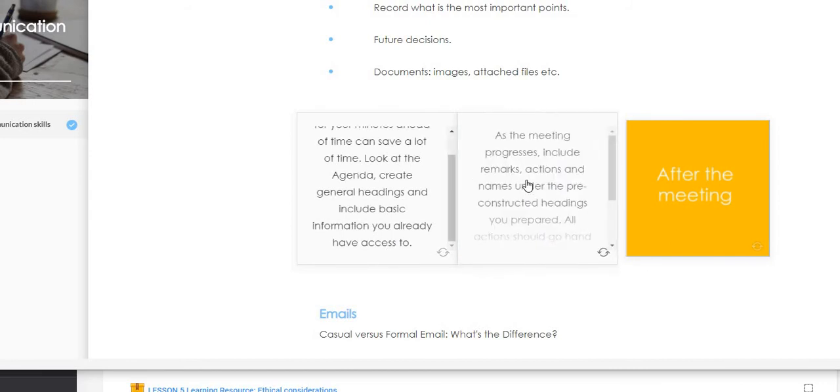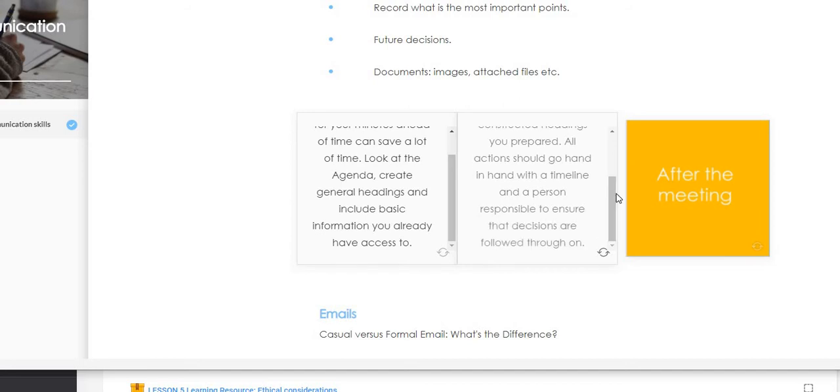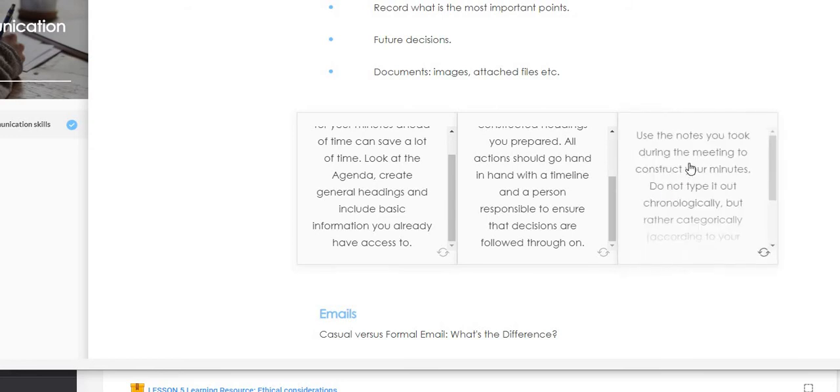During the meeting, your progress needs to include remarks. People say the actions, the names, who says what, do we agree? It should go hand in hand with the timeline of the person responsible. So then you're taking basically the body of what is discussed during that meeting. And after the meeting, the notes you took during the meeting, you need to construct into minutes. So minutes are just, let's say the meeting was an hour long, the minutes should not be that long. Okay, it's got nothing to do with time, but it should be a lot shorter.